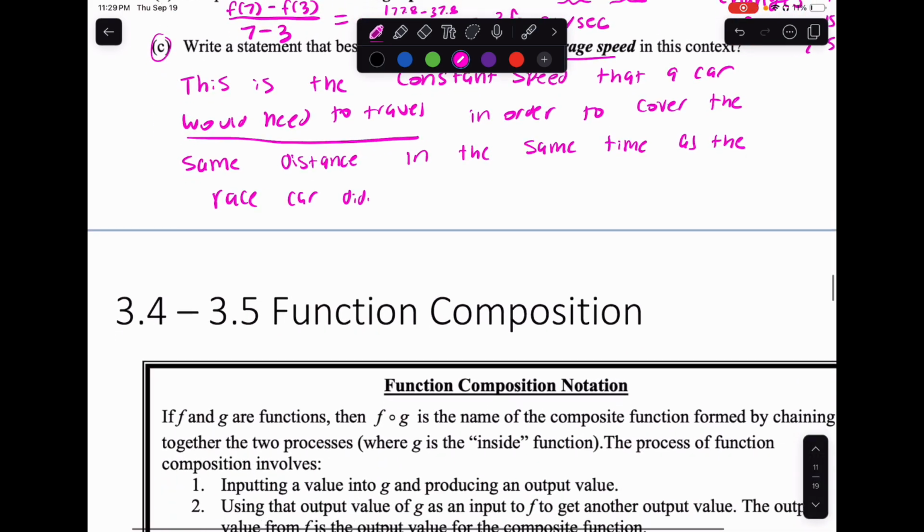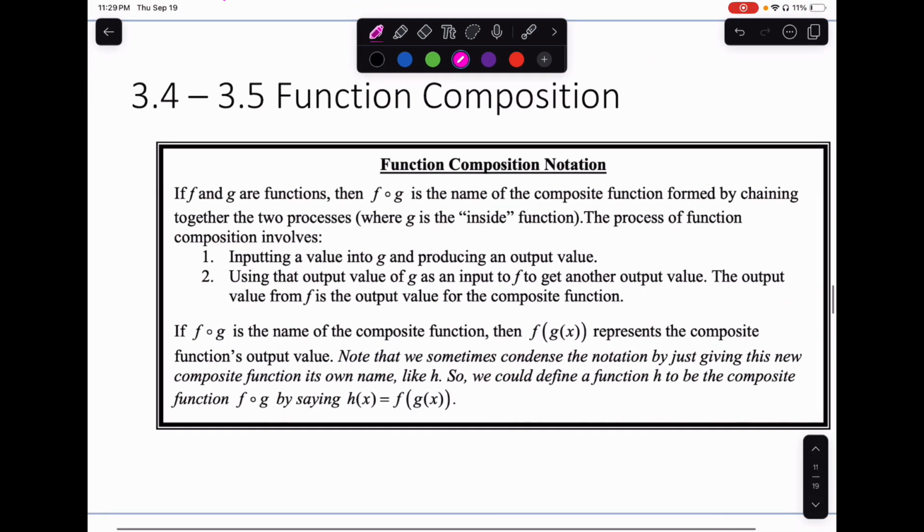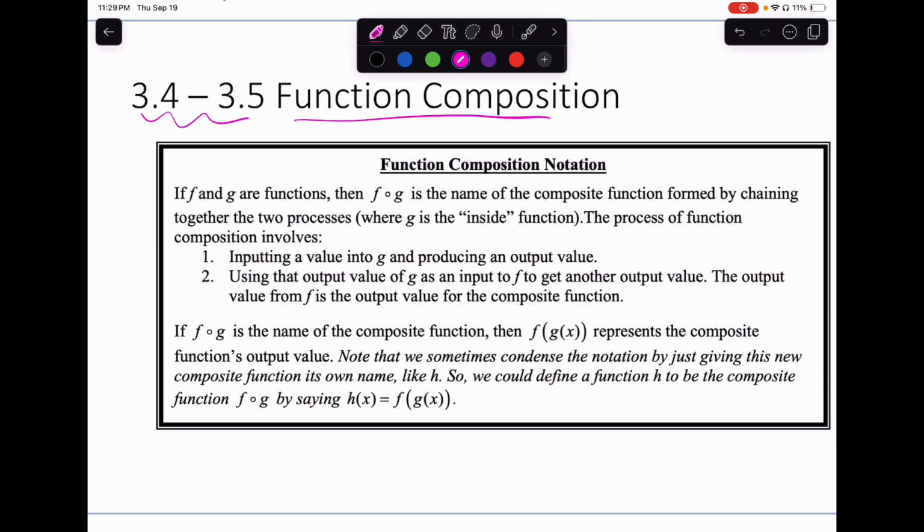Okay, so now we're going to move on to 3.4 and 3.5, which was function composition. The key parts of the definition that I think we should focus on: if f and g are functions, then f of g, remember this is another way we can write the name of a function composition, is the name of the composite function formed by chaining together the two processes.